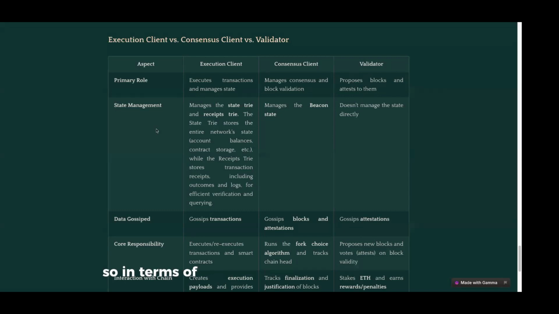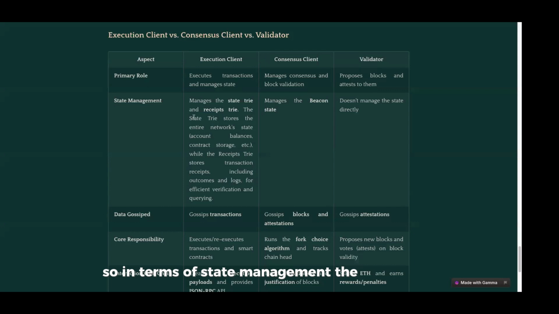So in terms of state management, the execution client manages the state tries and the receipt tries. The state trie basically stores the entire network state. That's things like the account balances, contract storage, amongst others. And the receipt trie stores the transaction receipts. So this includes logs and outcomes, and all of these are very important for verification and querying. So things like events, yeah.